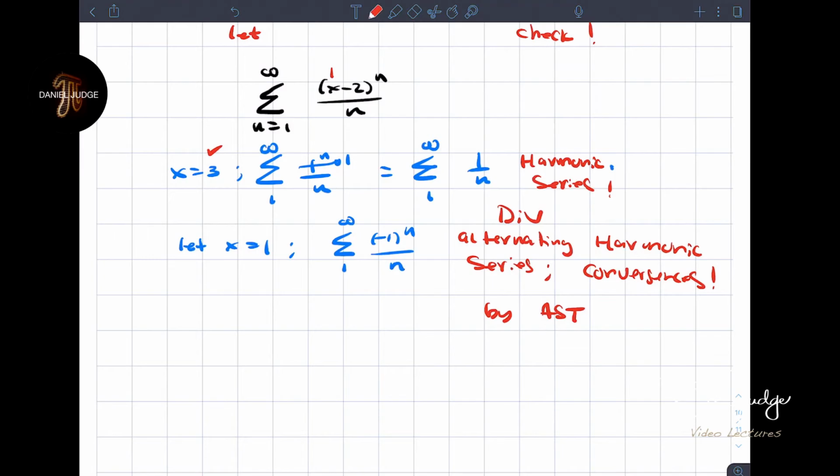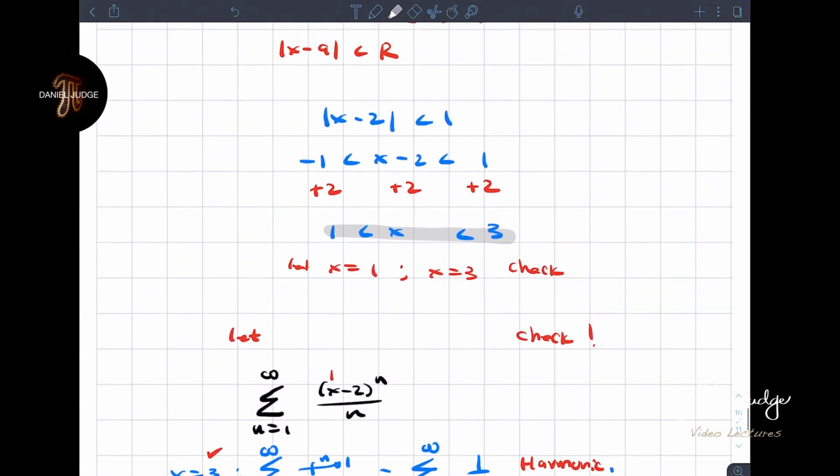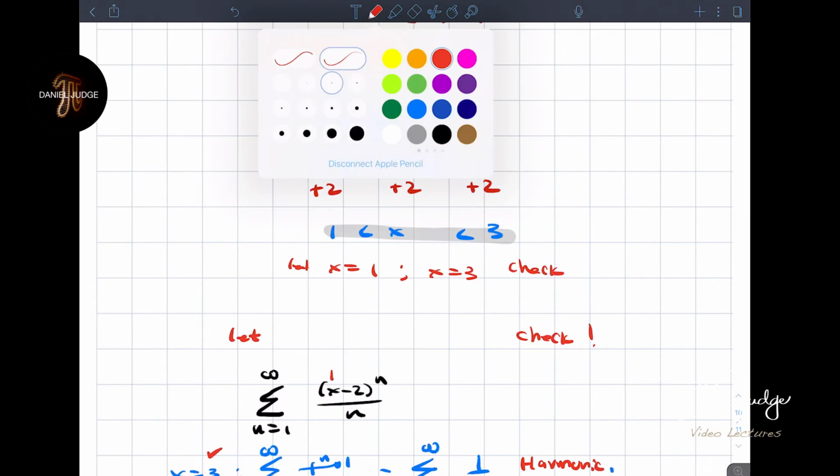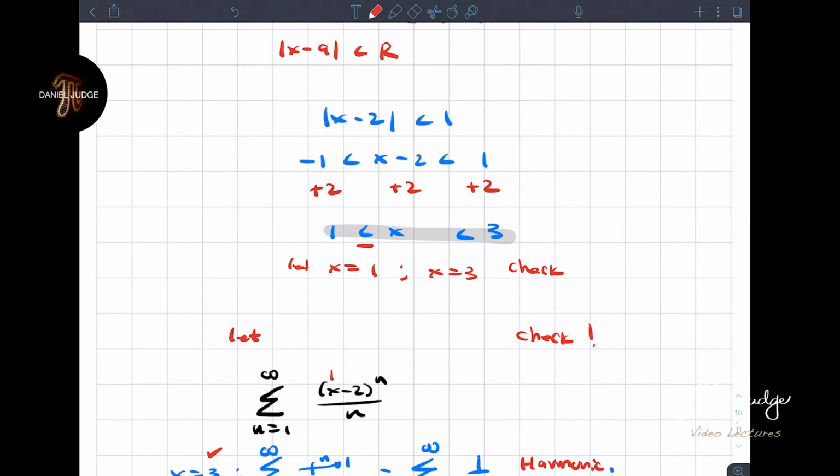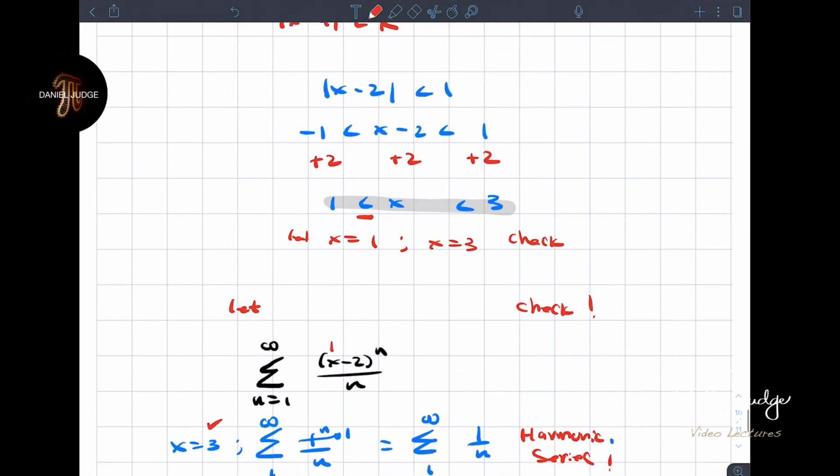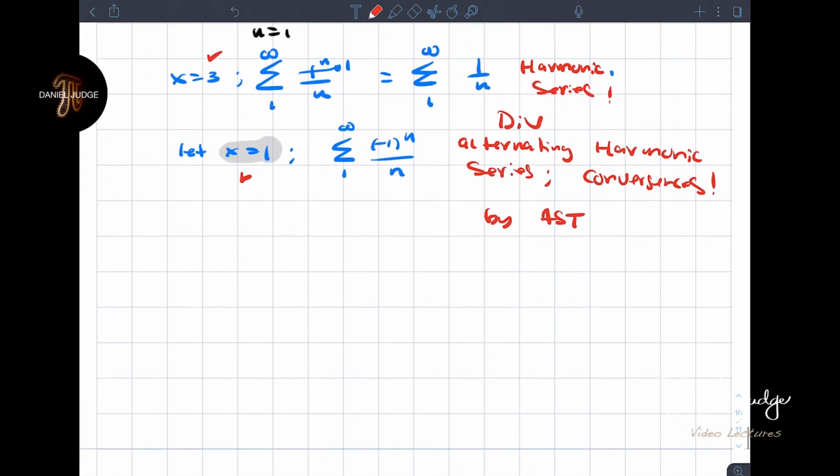So we check the endpoints when x is 1 and when x is 3. We only get convergence when x is 1, not when x is 3. So you say, what does that mean about our solution? You have to include when x is 1. So the actual interval of convergence includes the endpoint of 1. And written in interval notation, that's 1 to 3.